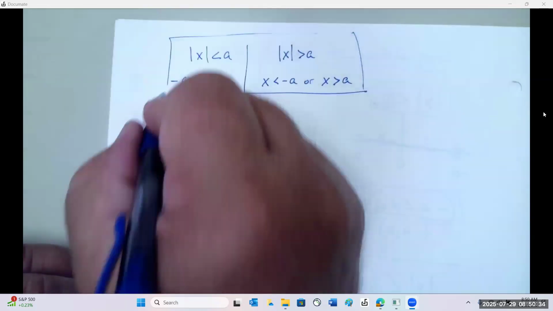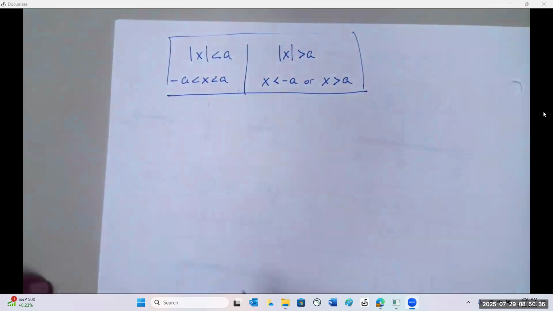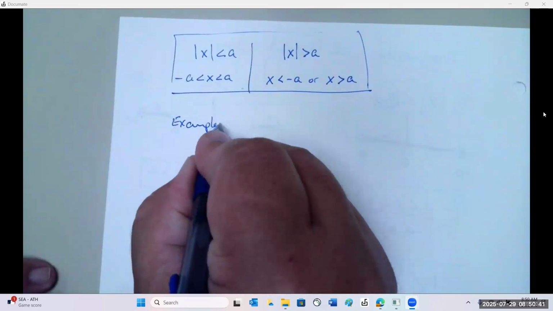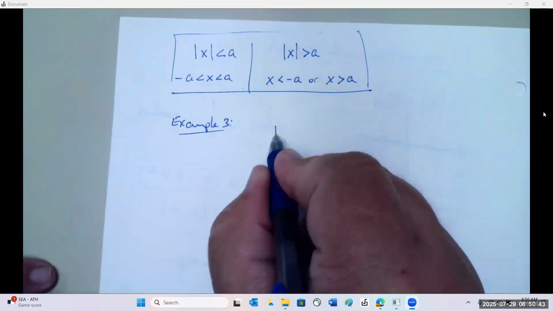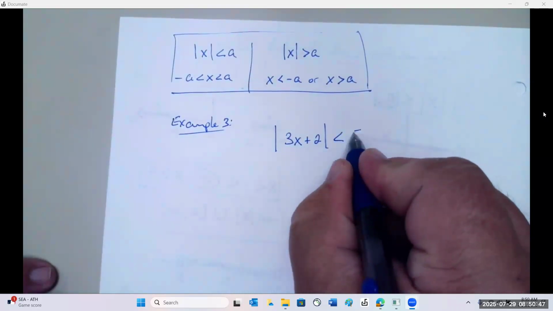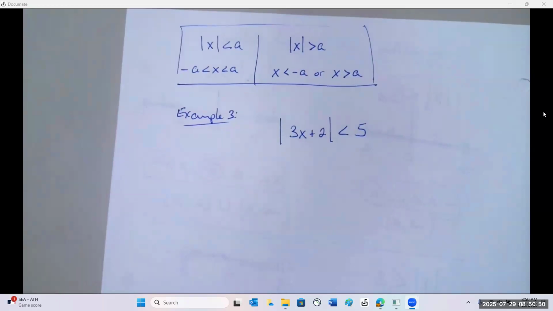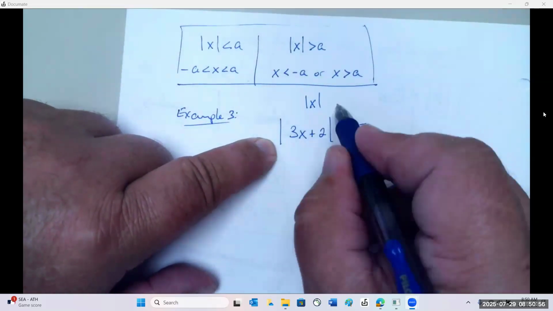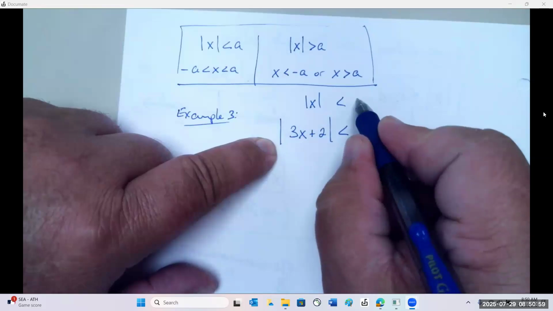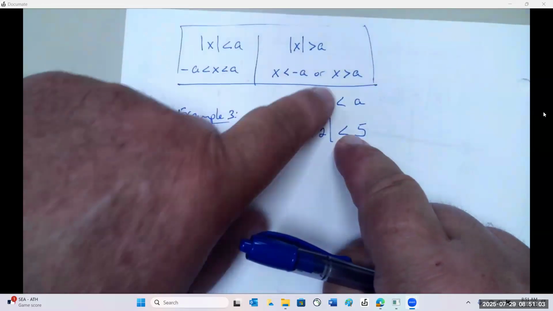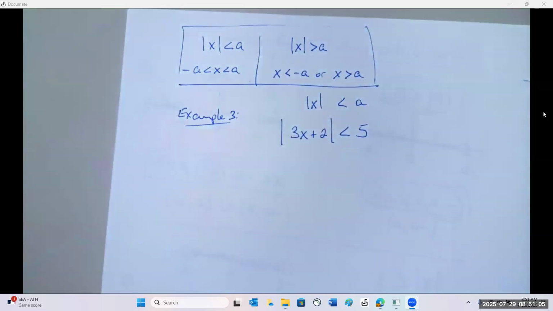These are your two formulas for inequalities. So what you have to do, here's the absolute values. That's the absolute value of x. This is the number, so that's the a value. All you have to do is match this to one of these two, and the rest is done.